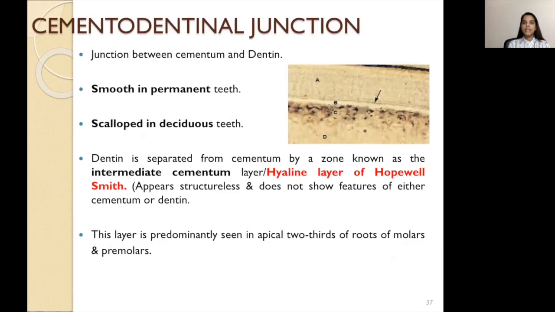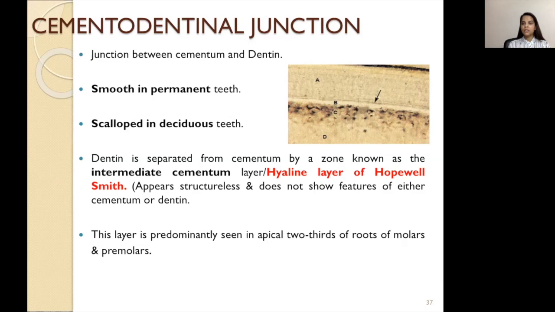Then there is the cemento-dentinal junction also, the junction between cementum and dentine. Smooth in permanent teeth, scalloped in deciduous teeth. Then dentine is separated from cementum by a zone known as the intermediate cementum layer or hyaline layer of Hopewell-Smith. Appears structureless and does not show features of either cementum or dentine. This layer is predominantly seen in the apical 2/3 of the root of molars and premolars. So this hyaline layer of Hopewell-Smith is important.